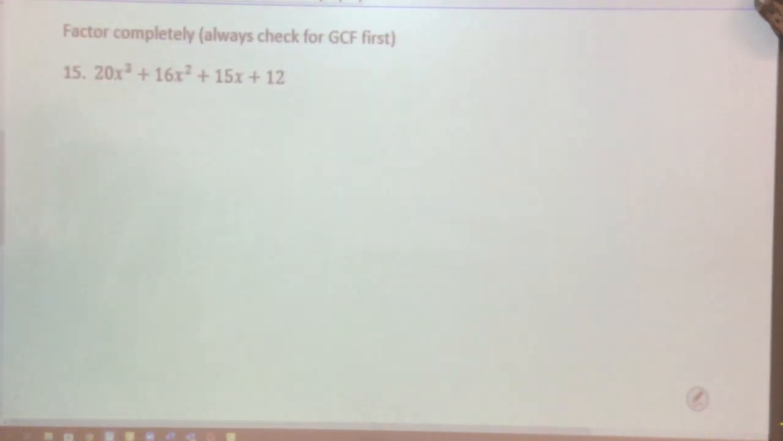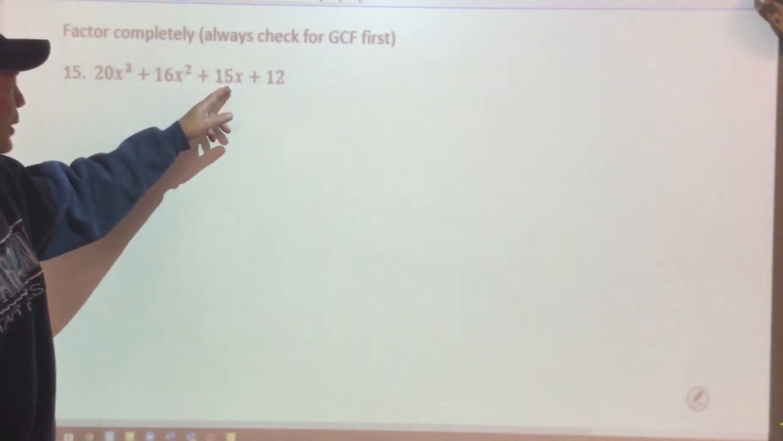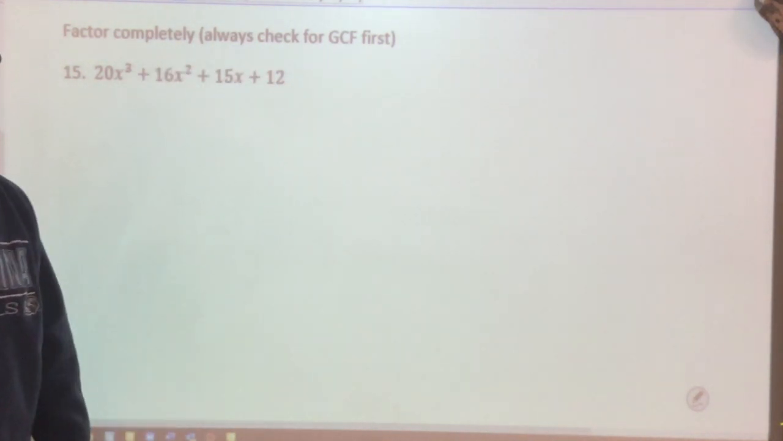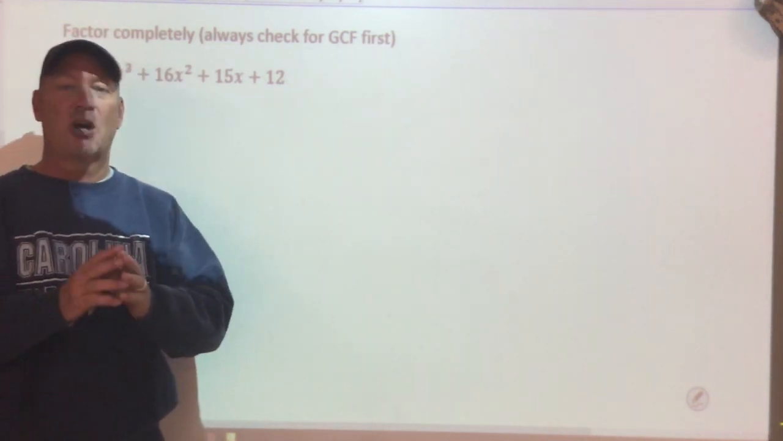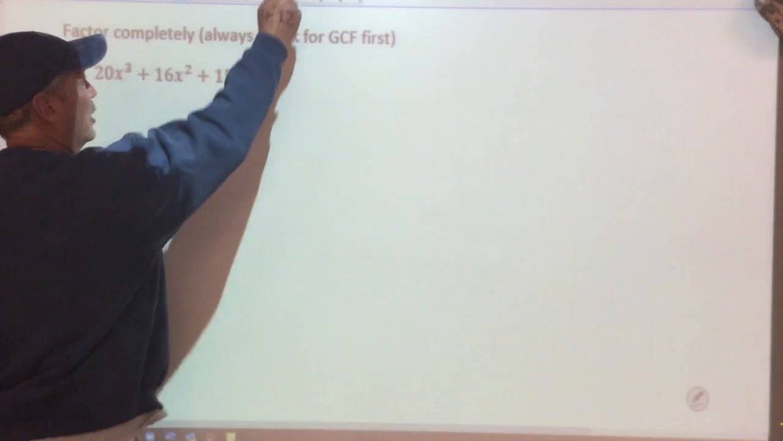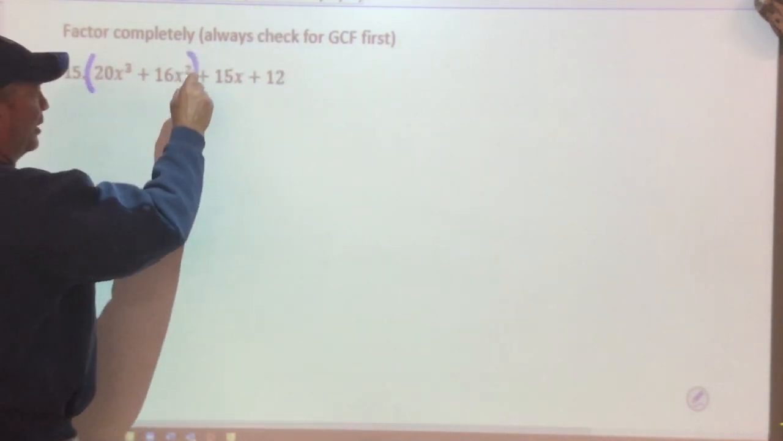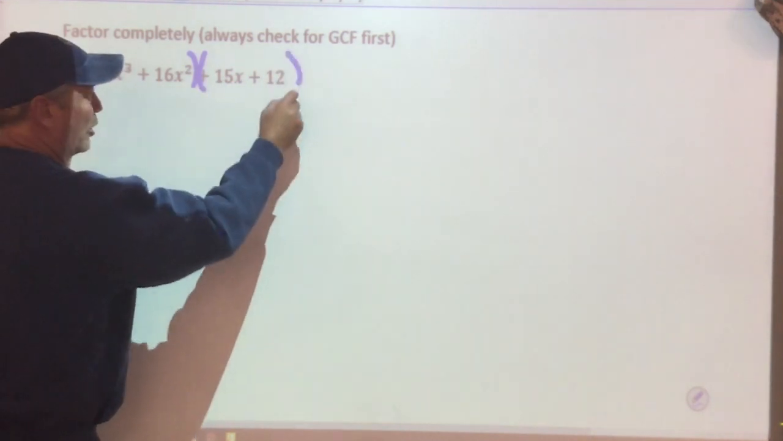We're going to factor completely. But we count. We see 1, 2, 3, 4 terms. When we see 4 terms, it is automatic grouping for us. We have to group. So we're going to go into grouping. We're going to group the first two terms together. We're going to group the second two terms together.